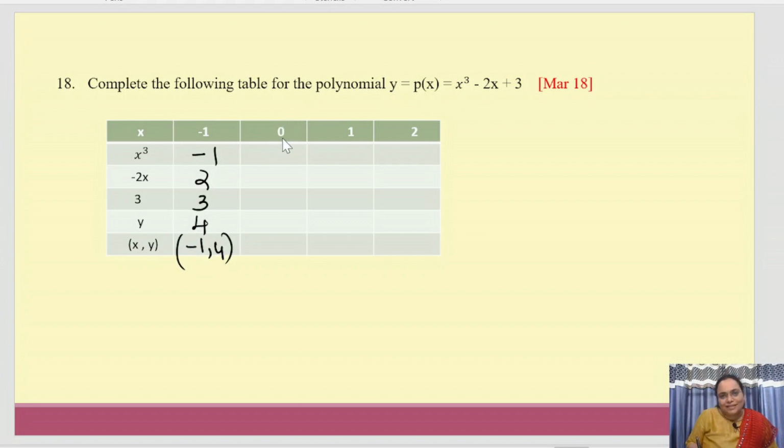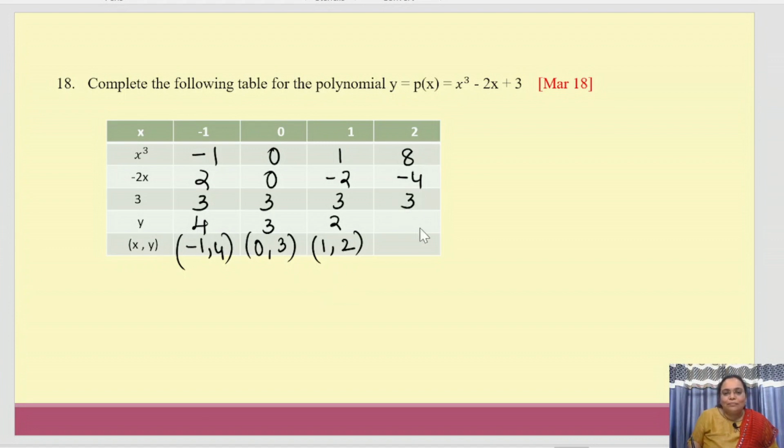So if you substitute x is equals to 0, you will get x cube as 0. Minus 2x will also be 0. Constant remains same. So the y will be 3. If you add them, you will get 3. Coordinates are 0 comma 3. And if you put x is equals to 1, x cube will be 1. Minus 2x will be minus 2 and constant remain same, that is 3. If you add them, 1, minus 2 and 3, you will get y is equals to 2. Coordinates are 1, 2. And if you put x is equals to 2, x cube will be 8 and minus 2x will be minus 4 and constant remain same.